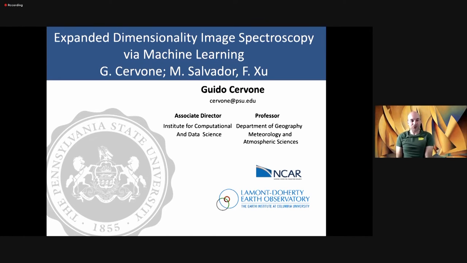So my name is Guido Cervone. I am the Associate Director for the Institute for Computational and Data Science at Penn State. I'm also a professor in the Department of Geography, and I have a courtesy appointment in Meteorology and Atmospheric Science.